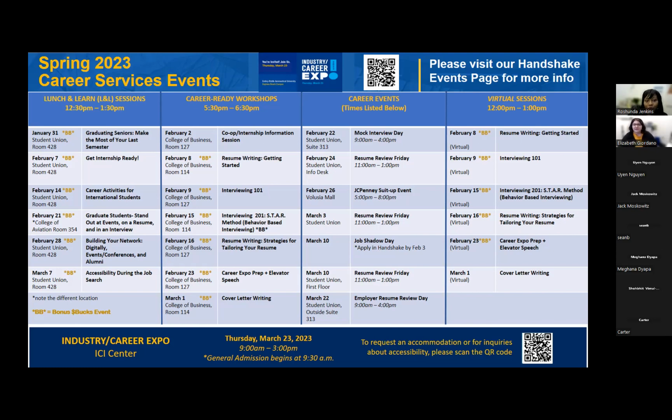And then also at the top, you can scan that QR code to see all the different events that we host. And at the bottom, it gives you information if you need to request accommodations for the expo, which I'll be going over a little bit more on the next slide. We also have that available to assist as well.